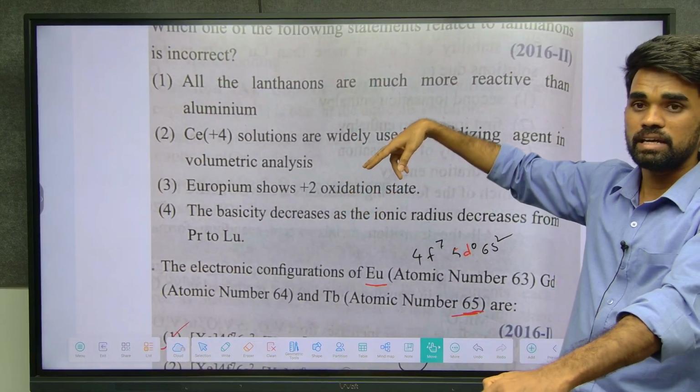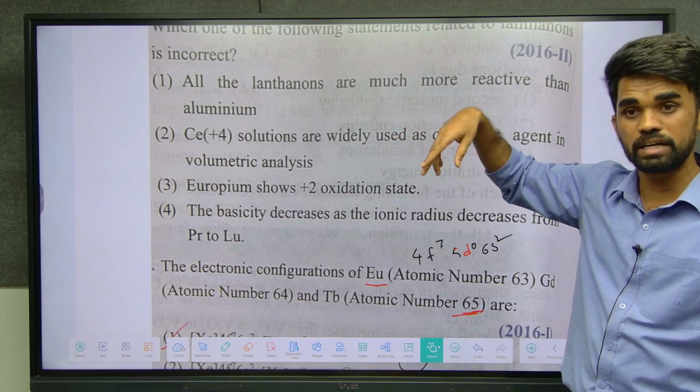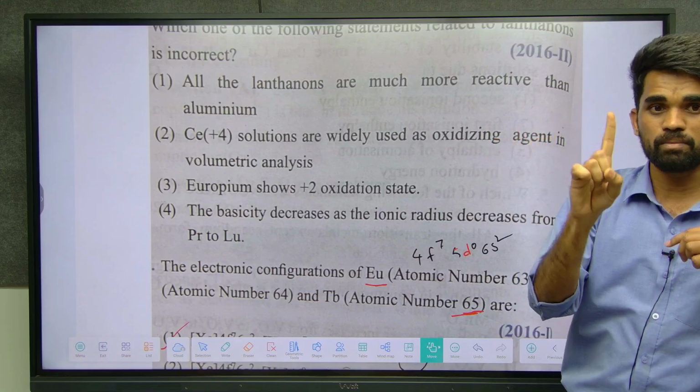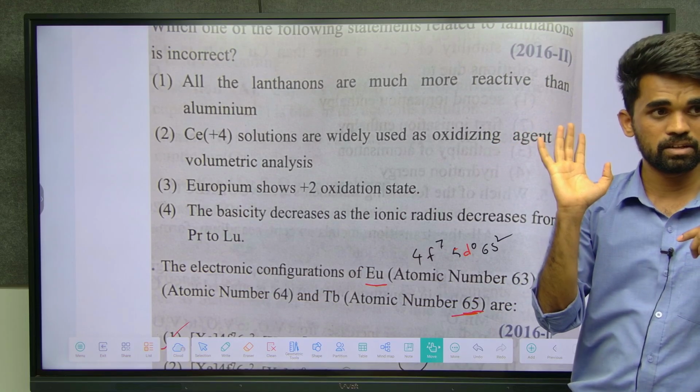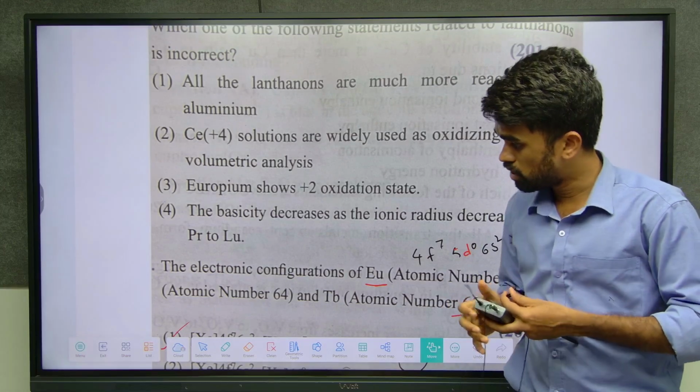So now you can try whatever PYQs are given in the modules or any other PYQ book you can take, and solve at least some 15 questions on F block elements. Your 1 mark from this F block element will be fixed. Okay, that's it. This is about the session. So you can make your notes.